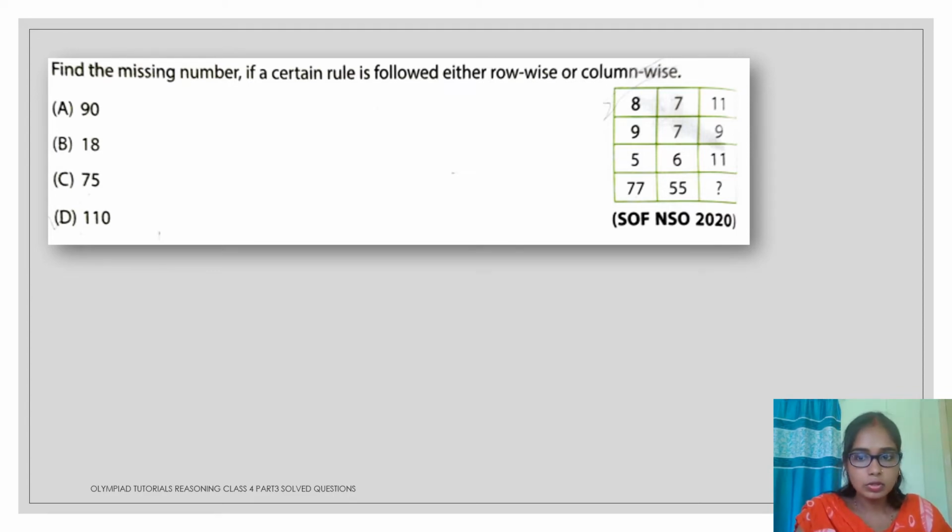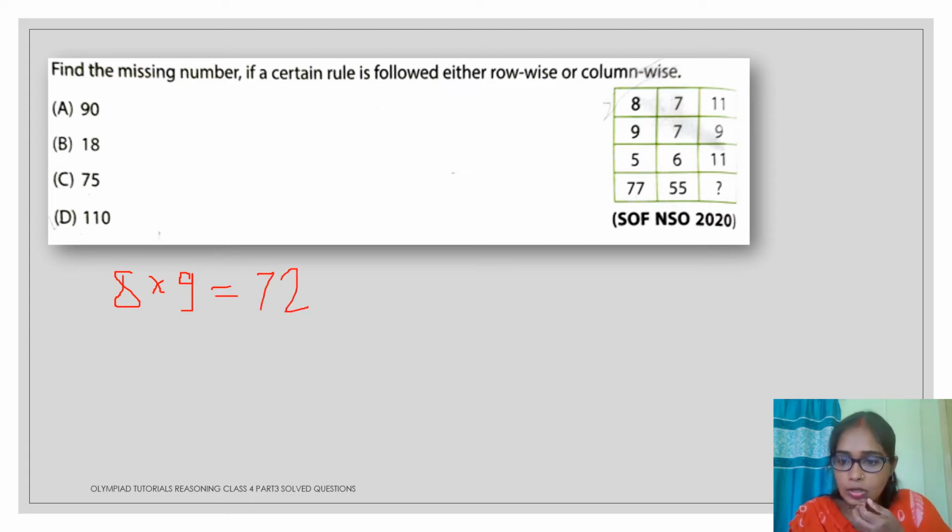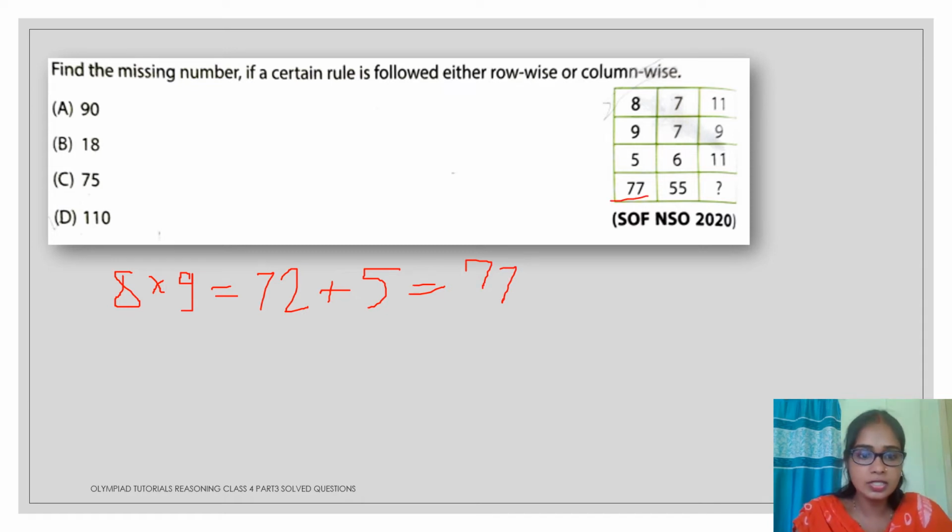Suppose you multiply 8 into 9, you'll get 72, and the third number in this column is 5. So 72 plus 5 will give you 77. Here we have 77. Similarly, for the next column, let's check. 7 into 7 will give you 49, and the third element you have to add here, 6. 49 plus 6 will give you 55.